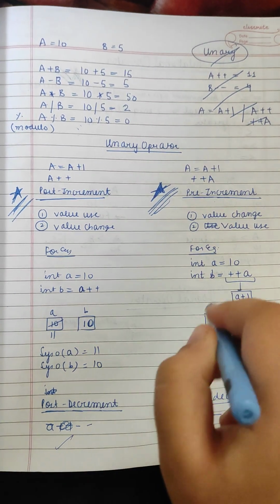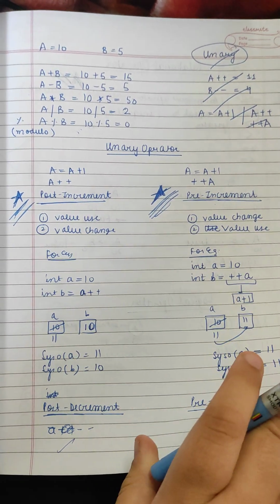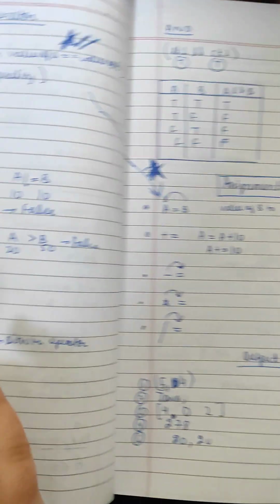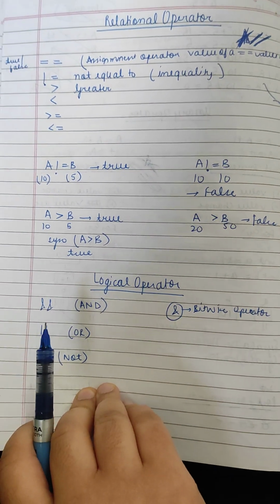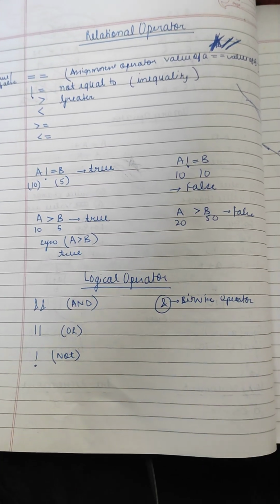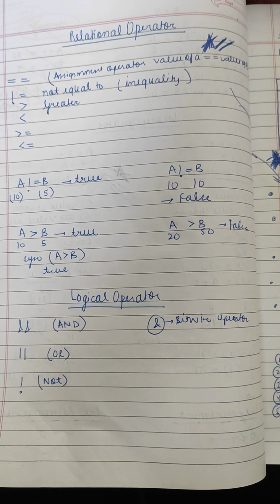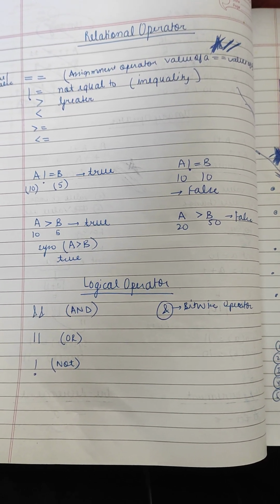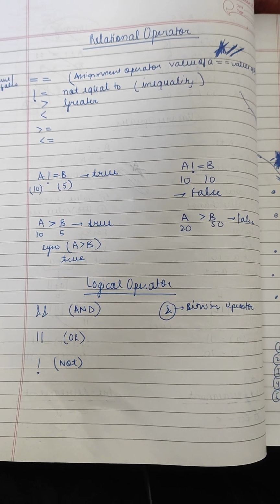These basically both are the same thing. So this was all about the arithmetic operator. Now if we move to the relational operator, it has been further categorized into 3-4 parts. The main important thing in the relational operator is the assignment operator.